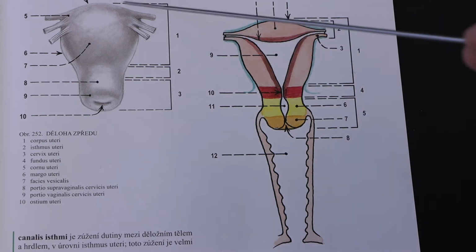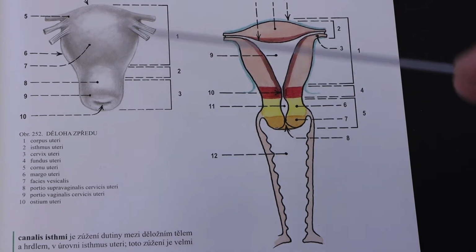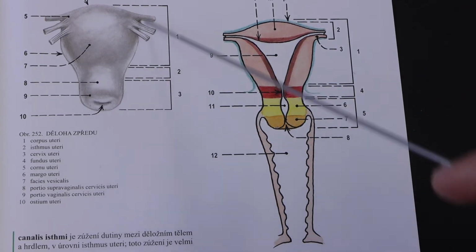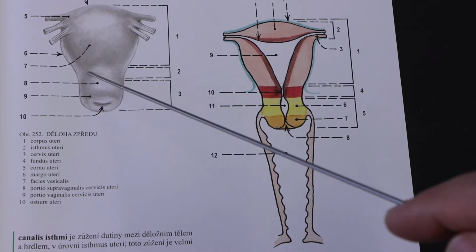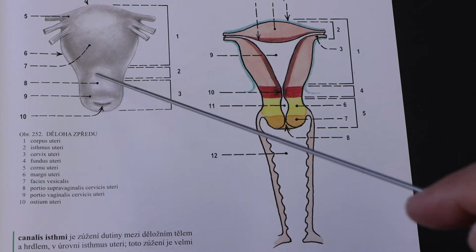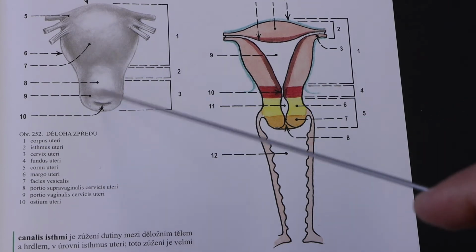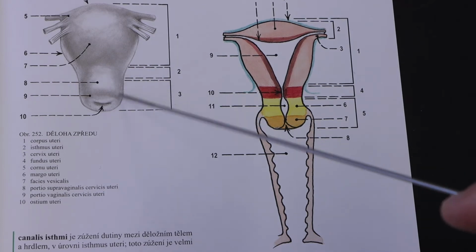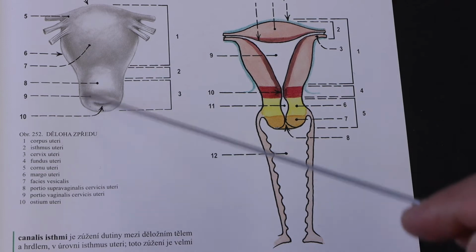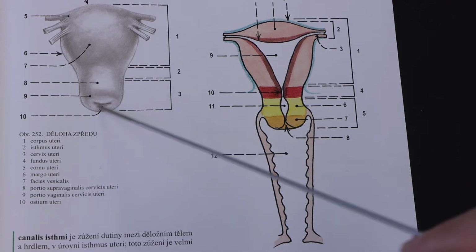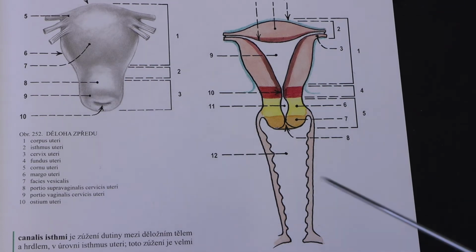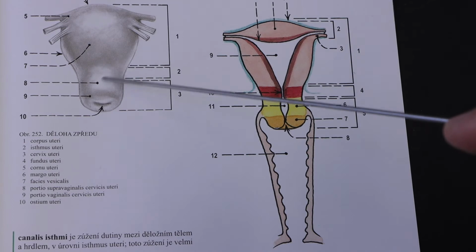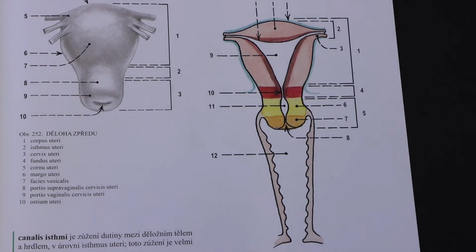Generally, we recognize the three main parts of the uterus. The first part, which is the cranial and the widest part of the uterus, is called the body. Then the second part is the isthmus, which is located between the body and the third part, which is called the cervix. So this is the isthmus, the narrowest part. And then here is the cervix of the uterus, which is the most inferior and narrow part of the uterus. So these three main parts are the body, the isthmus, and the cervix of the uterus.